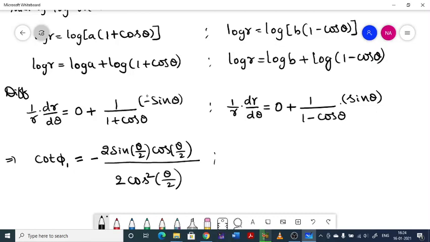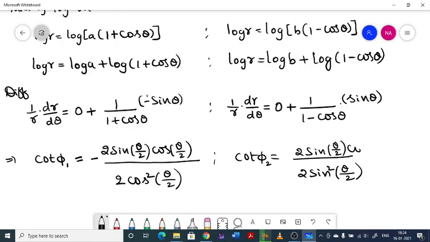Similarly, this side cot phi 2 equal to, 1 minus cos theta means 2 sin square of theta by 2, and as usual the numerator is 2 sin of theta by 2 into cos of theta by 2.